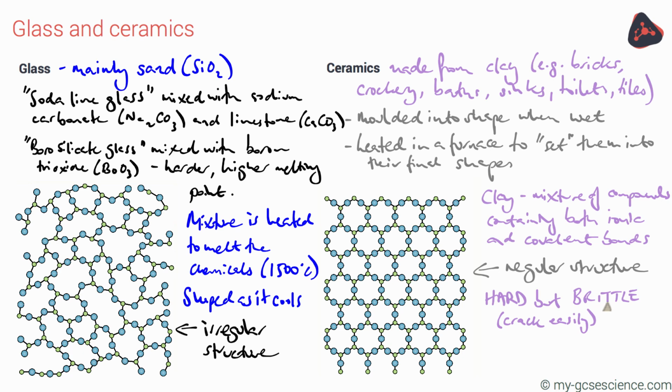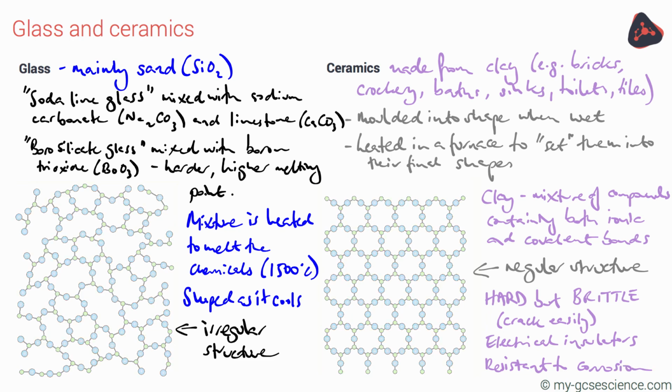This is because if a force is applied to the structure, the ions get dislodged, and rather than the oppositely charged ions attracting each other, as the atoms get shifted, similarly charged ions start to repel each other, and this can cause a crack that goes throughout the substance. Ceramics are also useful as most of them are electrical insulators, and they are very resistant to corrosion.